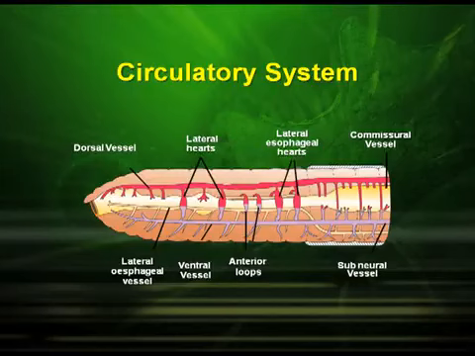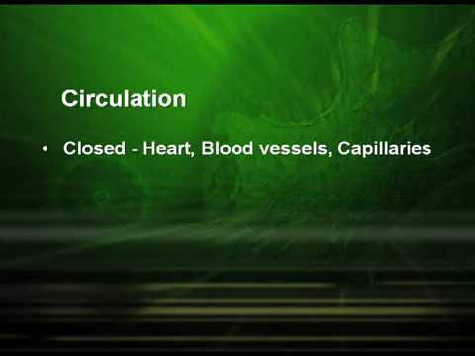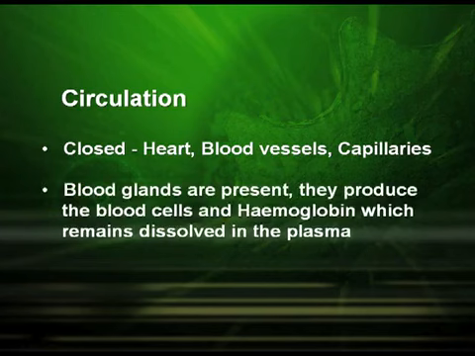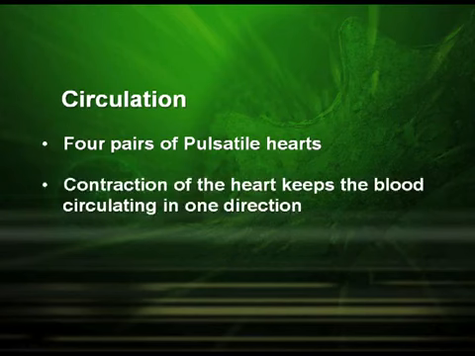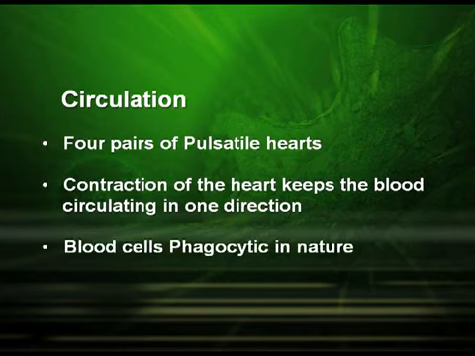Regarding the circulatory system, they have a closed circulatory system which consists of the heart, the blood vessels and the capillaries. Blood glands are present in them and they produce the blood cells and hemoglobin which remain dissolved in the plasma. They have 4 pairs of pulsatile hearts. The contraction of the heart keeps the blood circulating in one direction. If we have a look at the blood cells, we also find that these blood cells are phagocytic in nature.